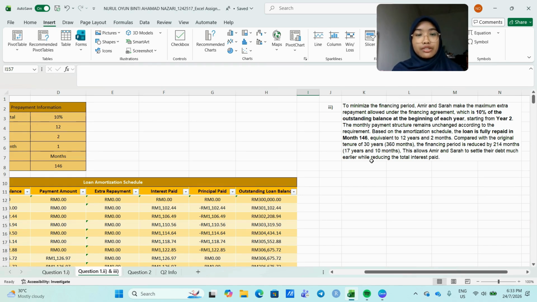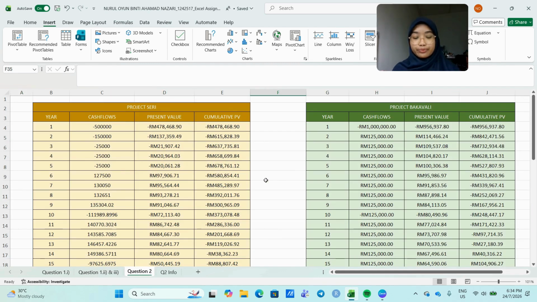Compared with the original tenure of 30 years, 360 months, the financing period is reduced by 214 months, equals to 17 years and 10 months. This allows Amir and Sarah to settle their debt much earlier while reducing the total interest paid. So, finished for question 1. Next, let's go to question 2.